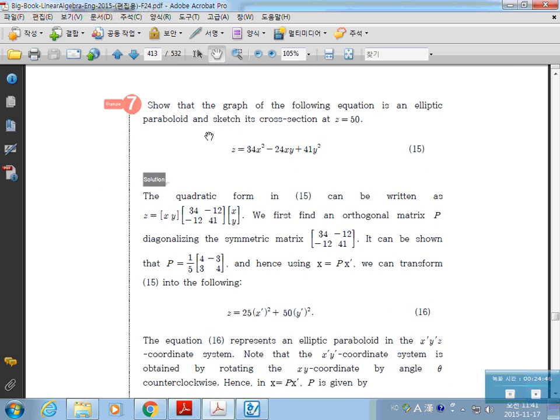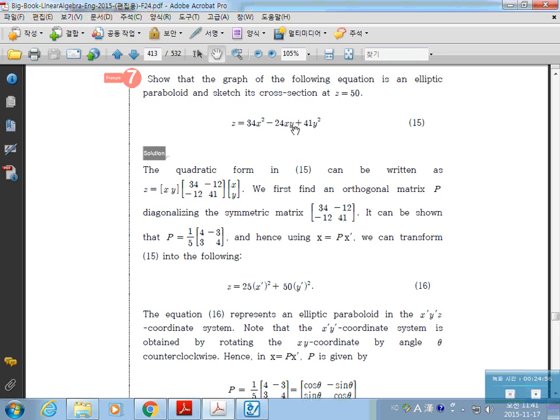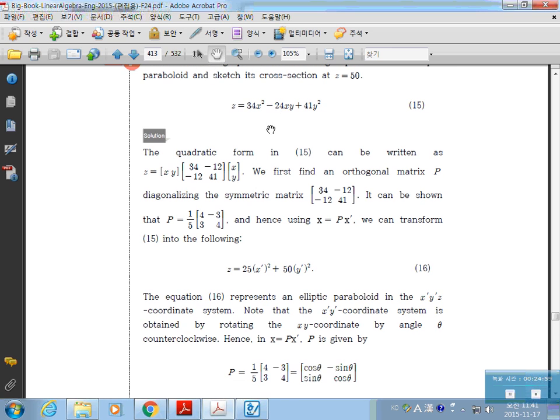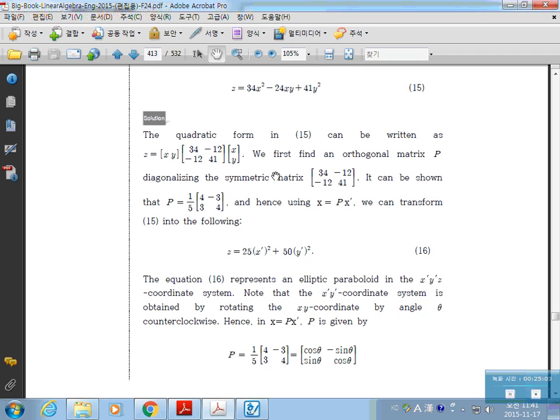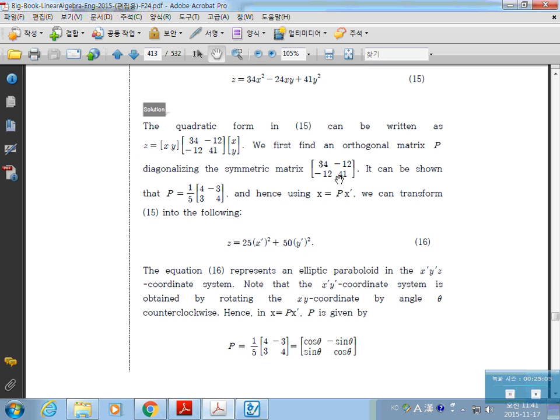Example 7 shows the following. The graph of the following equation is an elliptic paraboloid, and sketch its cross-section at z equal to 50. Okay, you can write this in matrix form, as a quadratic form, like this. Then this matrix has eigenvalues and corresponding eigenvectors.